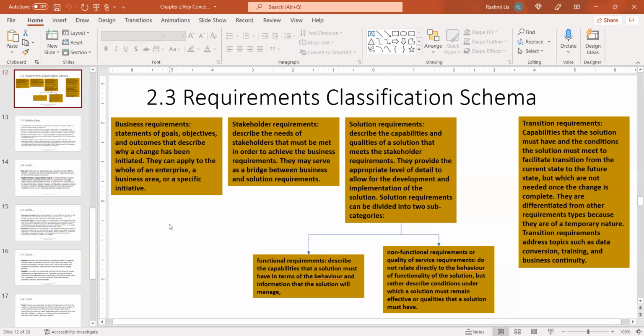Non-functional requirements, or quality of service requirements, do not relate directly to the behavior or functionality of the solution, but rather describe conditions under which a solution must remain effective or qualities that a solution must have. Right? So non-functional requirements could be things like security, or concurrency access, things of that sort. Those are very specific to the quality of the service requirements and not to the behavior or the user behavior.